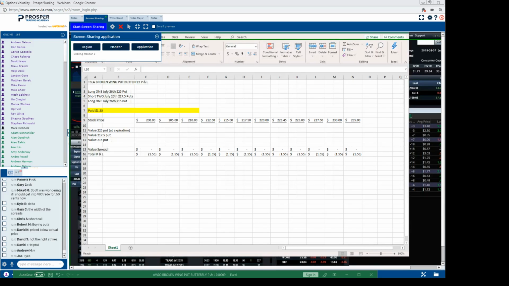So a butterfly, and in this case a broken wing butterfly, broken wing meaning it gives us extra directional delta, in this case to the downside. Again, all it is is the combination of two spreads, a long spread and a short spread. I'm selling the $2.50 wide put spread to finance the purchase of my $7.50 wide put spread. Okay, conceptually, does that make sense?